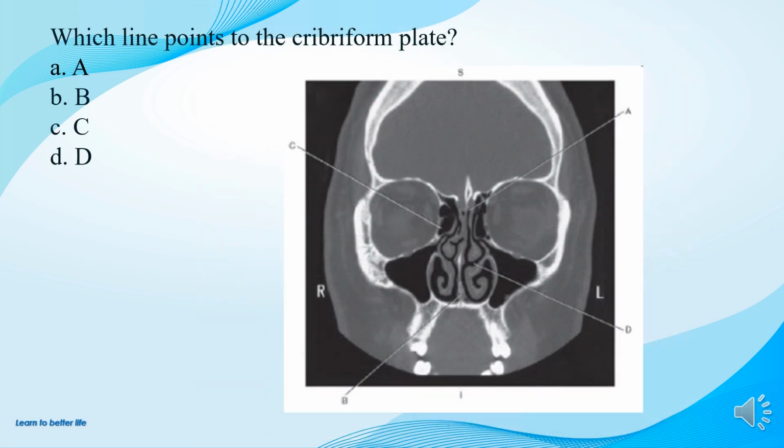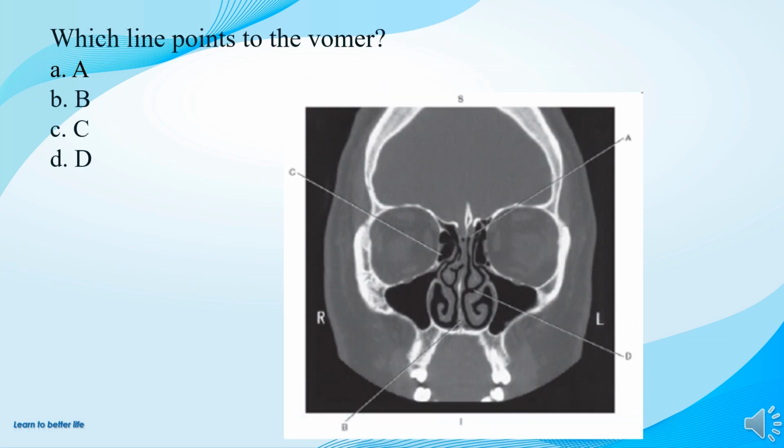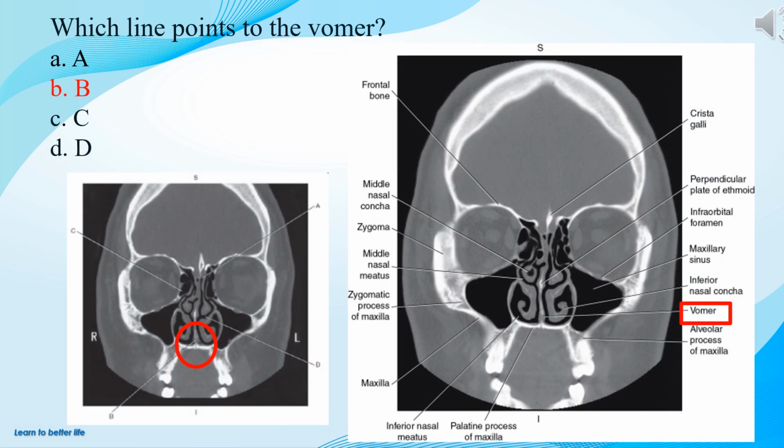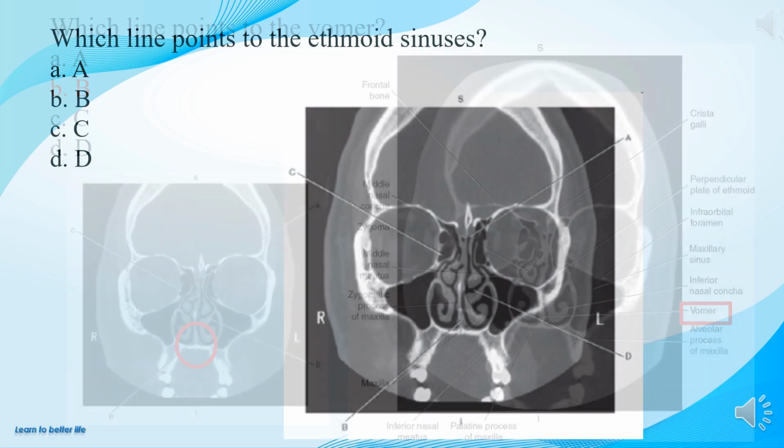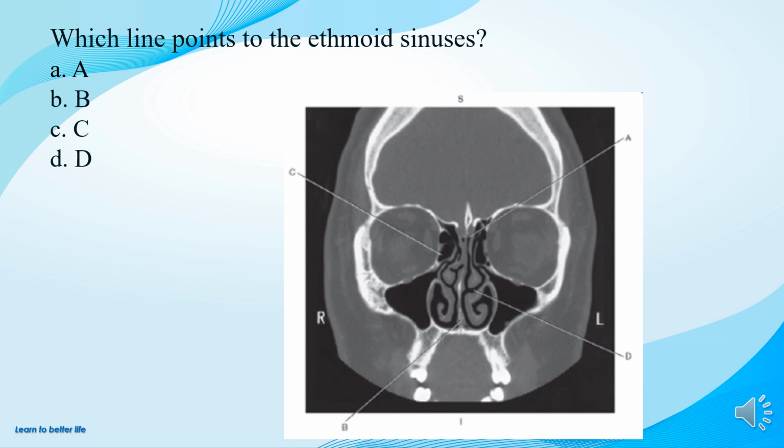Which line points to the cribriform plate? A, B, C, or D? The answer is A. Which line points to the vomer? The answer is B. What about the ethmoid sinuses? The answer is C.